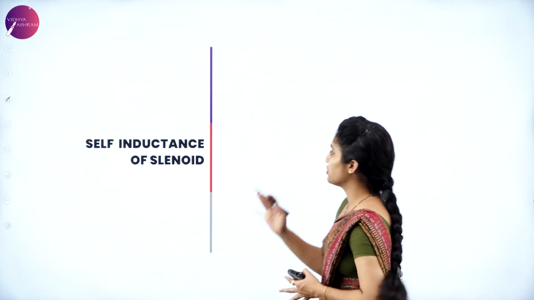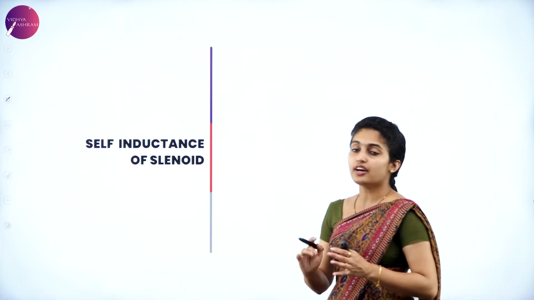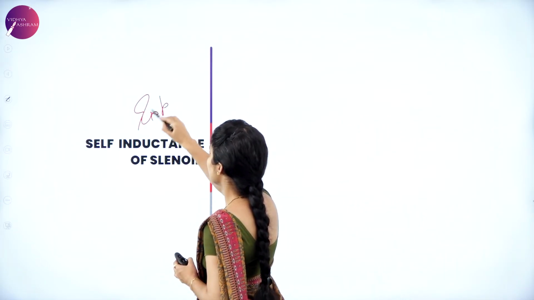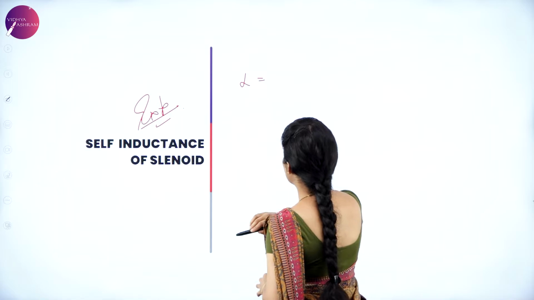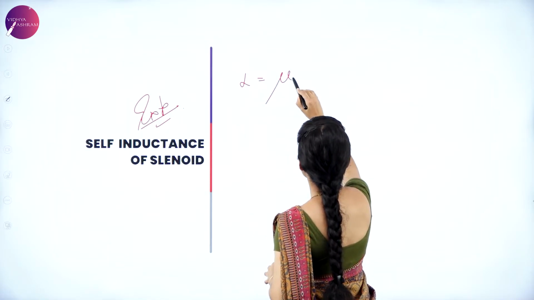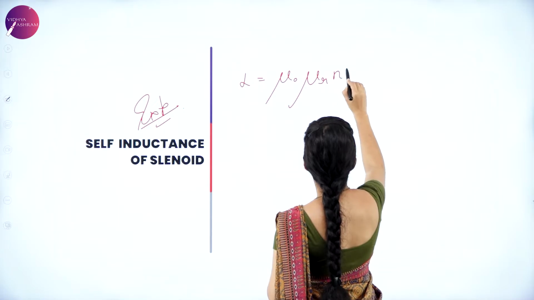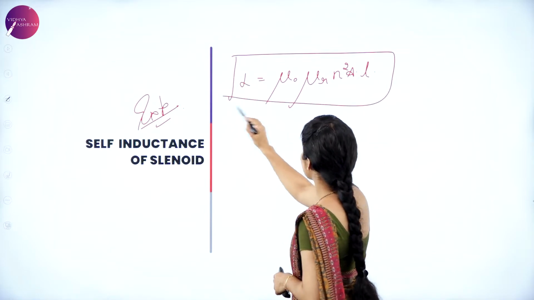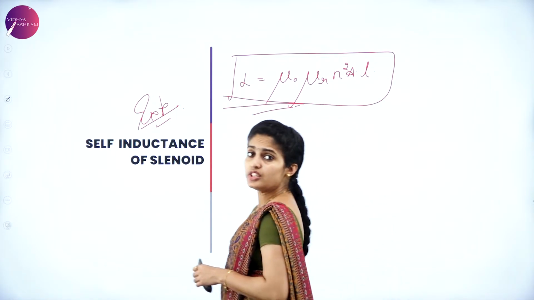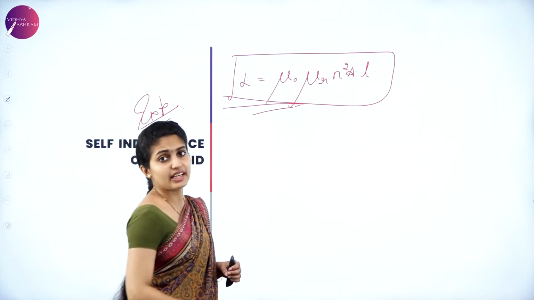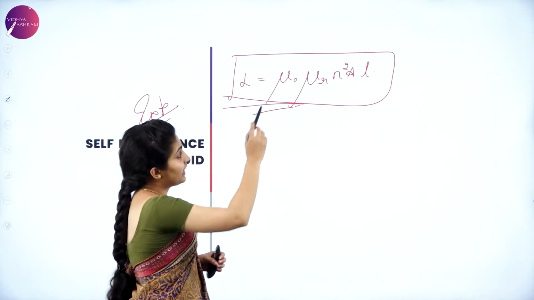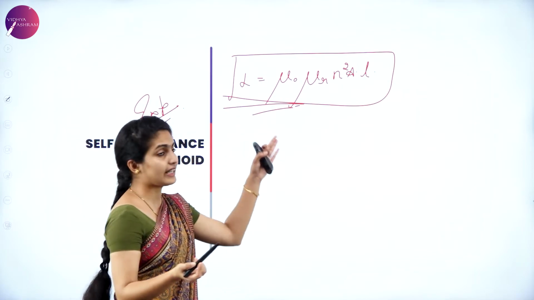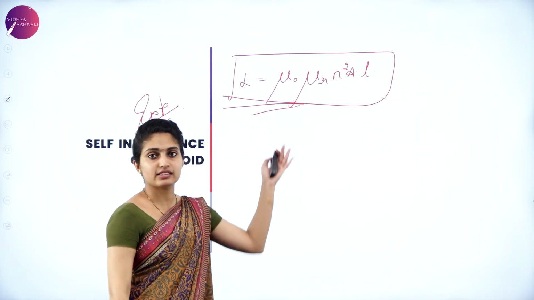So next we are going on to the self-inductance of the solenoid. Here it is only the expression that you have to consider. The expression for the self-inductance of the solenoid is L is equal to mu naught mu r n square A into l. So mu naught is the permeability in case of vacuum, and mu r is also permeability, n means number of turns of the coil, A is the area of cross-section, and l is the length. This is how you will have to explain the terms of the solenoid, okay?